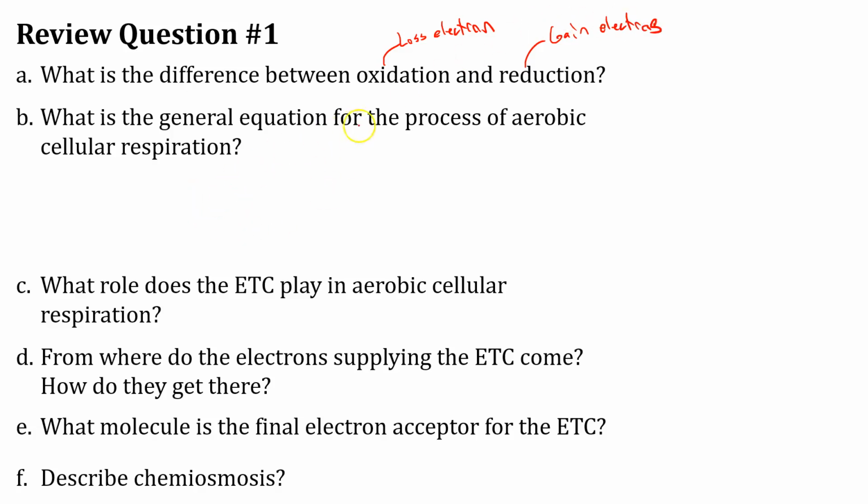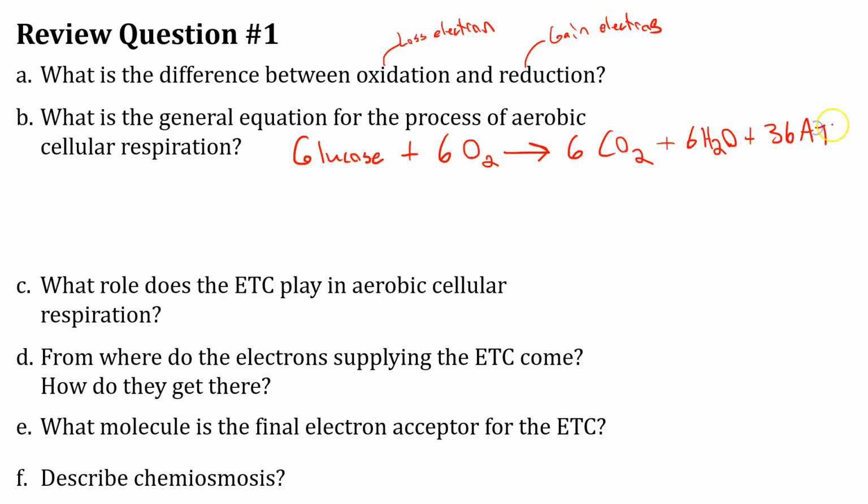The general equation for the process of aerobic cellular respiration looks like this. You take one molecule of glucose. For every one molecule of glucose, it requires 6 molecules of oxygen. Together, the products are going to be 6 molecules of carbon dioxide, 6 molecules of water, and also a whole bunch of ATP, about 36 molecules of ATP. This is a complex equation, and there's a lot of stuff here.